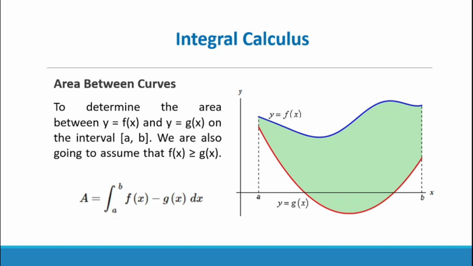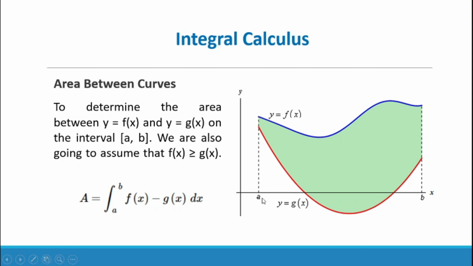Area between curves. To determine the area between y equals f(x) and y equals g(x) on the interval a to b, we are also going to assume that f(x) is greater than or equal to g(x). So in this diagram, y equals f(x) is the upper portion, and the lower portion of the curve is y equals g(x). The shaded area is the area between two curves.